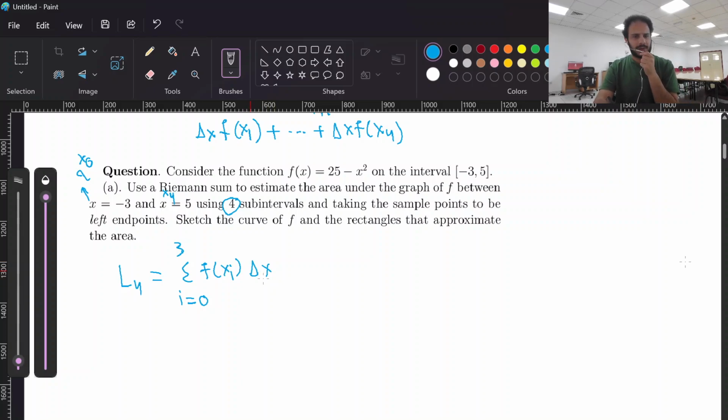Now let's calculate this. We have x0. But before that, let's start with delta x. Delta x is more important. So delta x equals b minus a. Remember, this b is x4, the last one. b equals 5. So b minus a over the number of rectangles, which is 4. Then you have 5 minus minus 3.